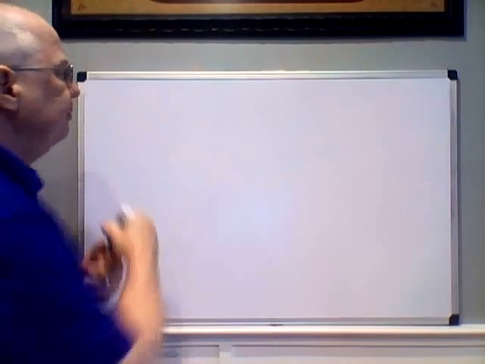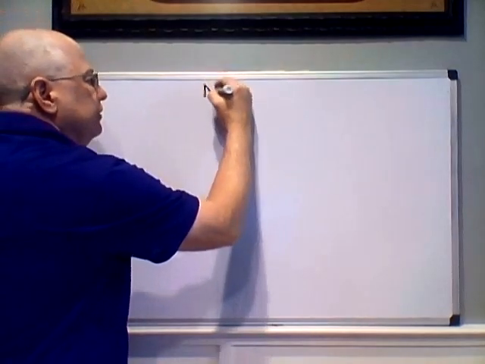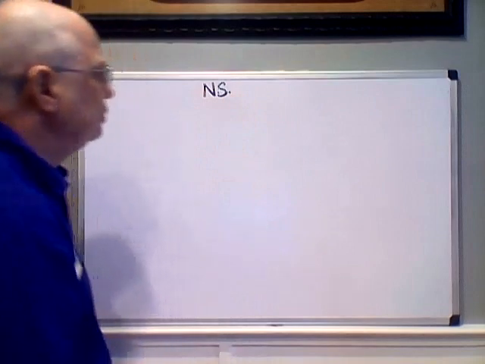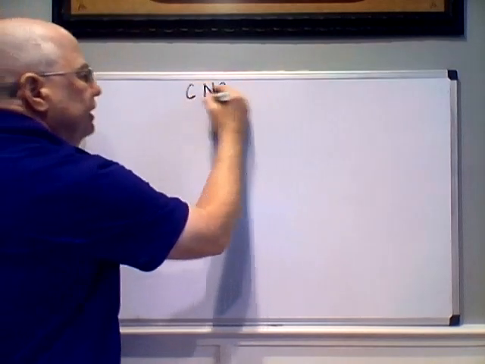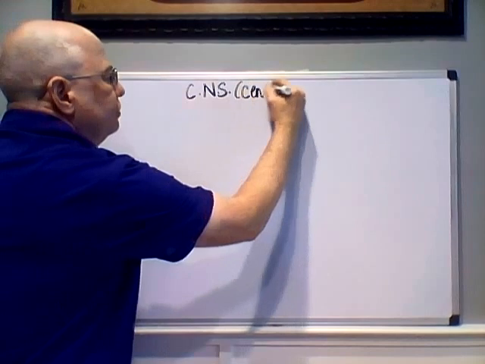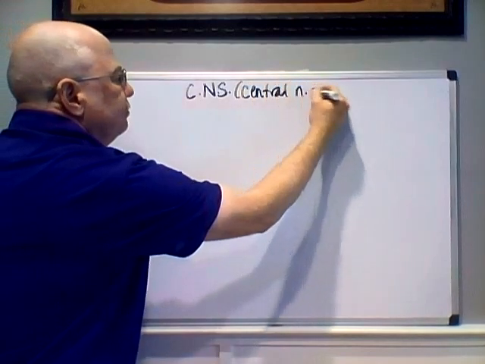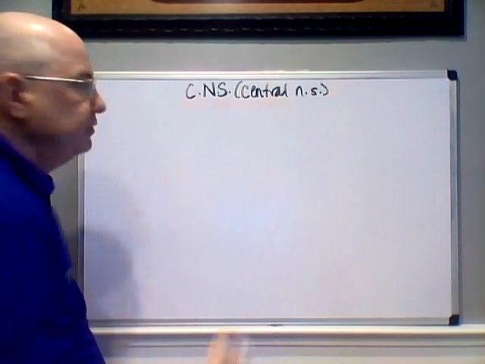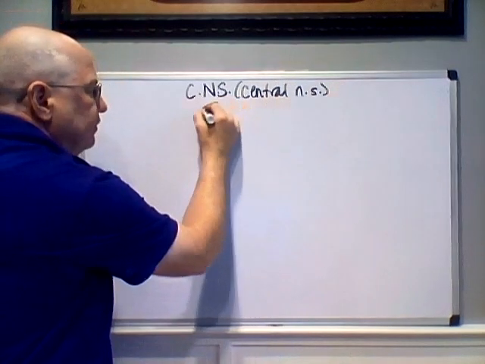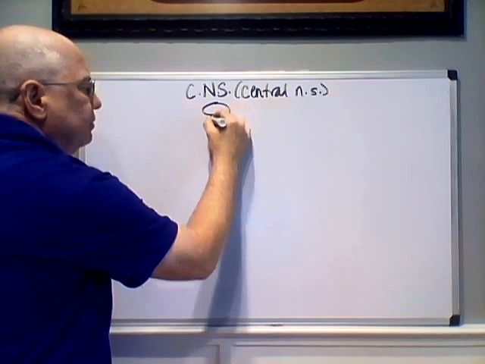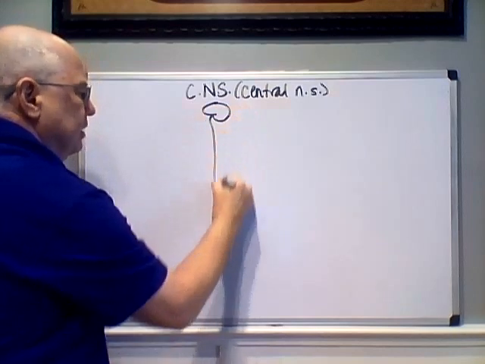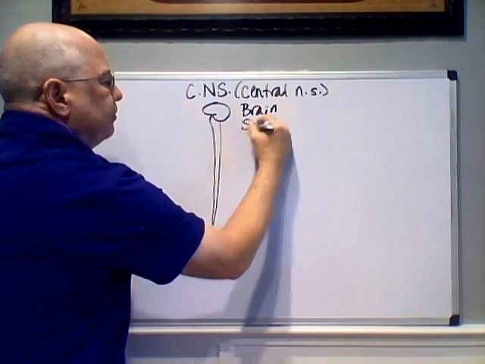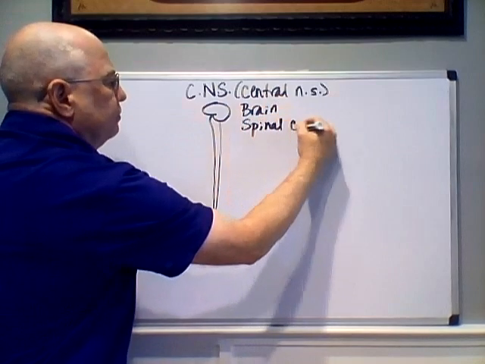When it comes to our nervous system, and I'm going to use the abbreviation NS for nervous system a lot, we have 2 parts to our nervous system. There's one called the CNS, which stands for Central Nervous System. And there are 2 major components to the central nervous system. If I were to look at it in a diagrammatical way, there's the brain and there's the spinal cord. So the CNS includes our brain and spinal cord.